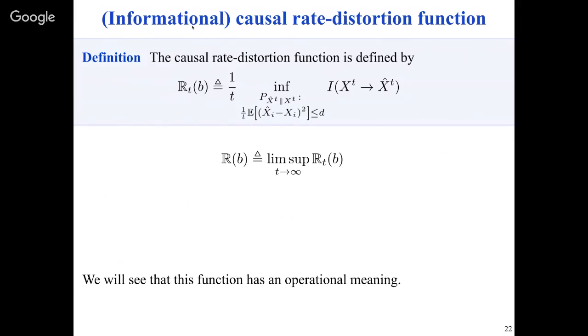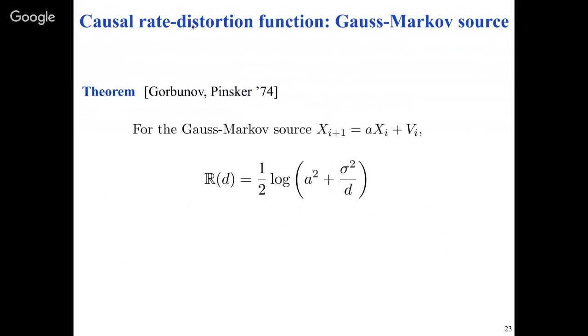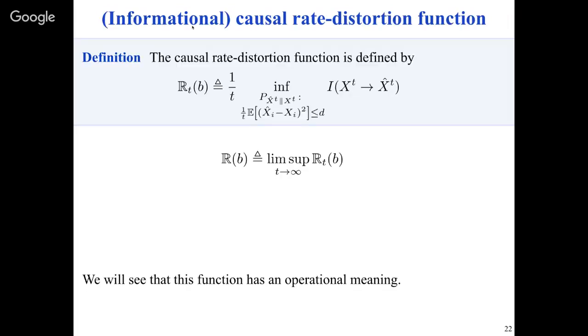Okay, so we introduce this function, and the important point to make here is that we will actually see that this function has an operational meaning. So this is what describes the fundamental information-theoretic limits of causal tracking. So the next question is, is it computable? Because if you look at this thing, R of B, this is the limit as t goes to infinity of a sequence of these t-dimensional convex optimization problems, right? So this looks pretty complex. So the next question that we should ask is, is it really a useful quantity? Can we compute it? And it turns out that yes, in some cases, yes.